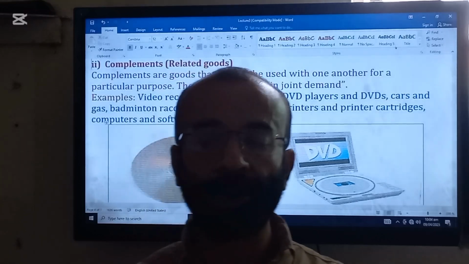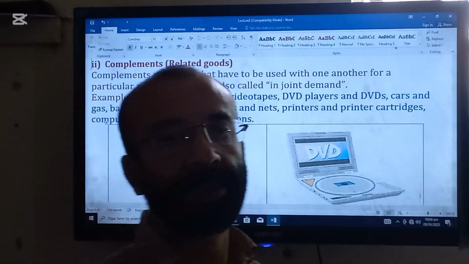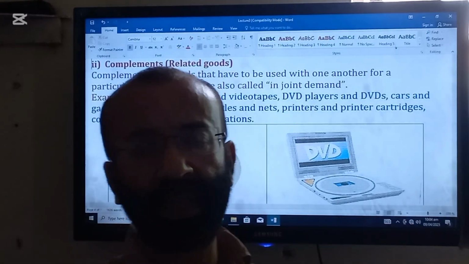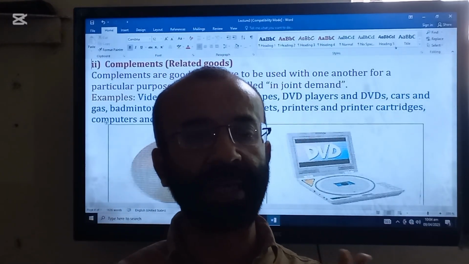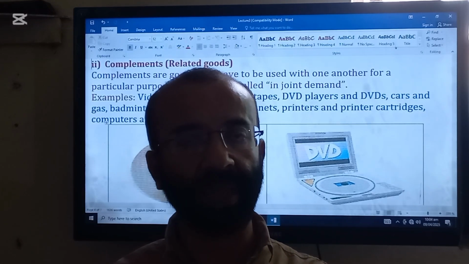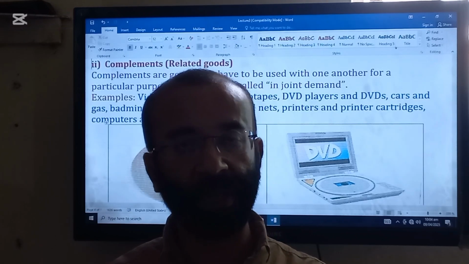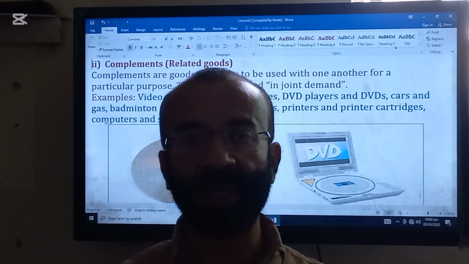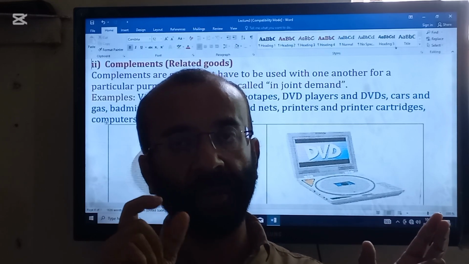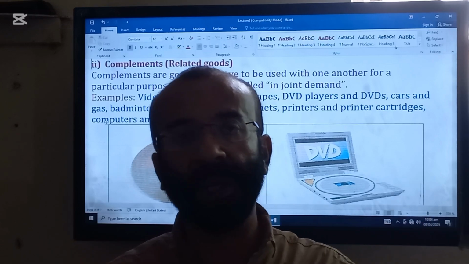Okay, the next topic which we are going to discuss is complements. These are also called related goods. Complements are the things which are actually necessary for each other. Without one thing, you cannot use the other thing. For example, rackets and shuttles are complements of each other. If we want to play badminton, we cannot play only with rackets without shuttles, and we cannot play only with shuttles without rackets.